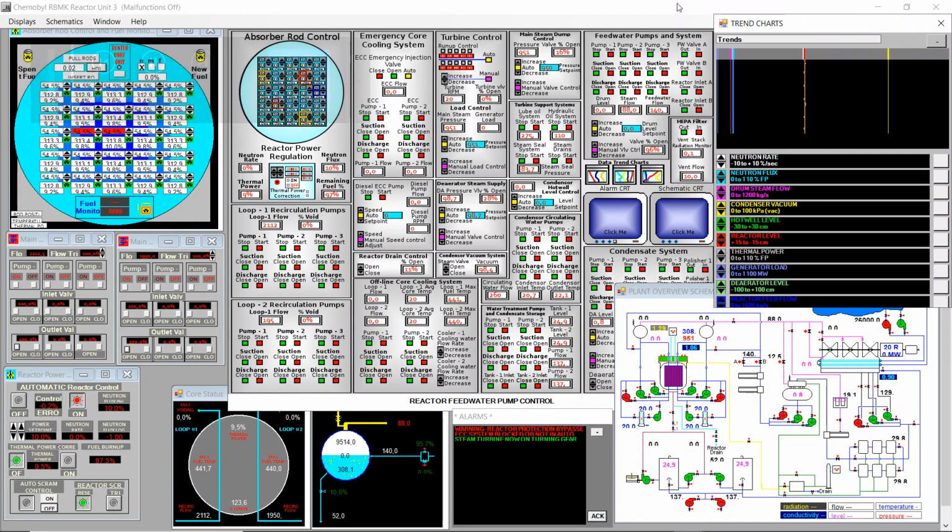Hello everyone, we're in the RBMK simulator. This is a video about an accident. I will simulate what happens when we lose the cooling capability of the condenser. And as you can see, I already have the simulator up and running.